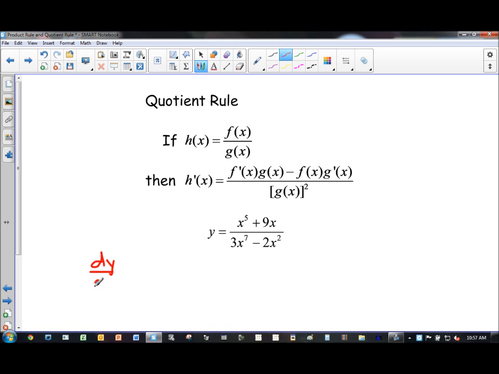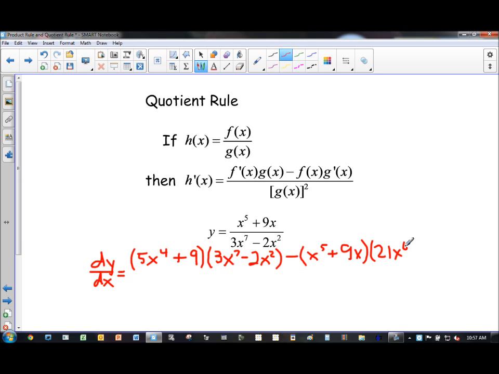So dy dx again is, I'm going to take the derivative of the top, which is 5x to the fourth. Notice how I'm using the same expressions from the last example, so that things look a little familiar. 5x to the fourth plus 9, and I'm going to multiply that by the bottom. 3x to the 7 minus 2x squared minus the top, which is just x to the 5th. I'm not changing the top, just leaving it alone, times the derivative of the bottom, which is, again, 21x to the 6th minus 4x, all over the bottom squared.